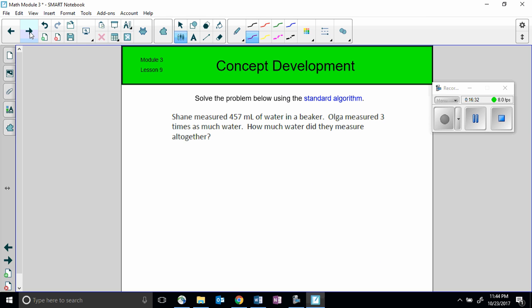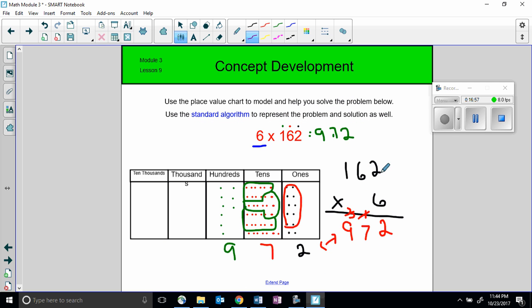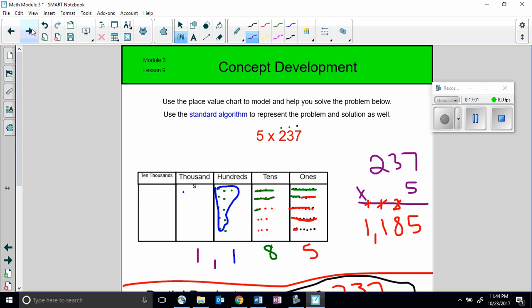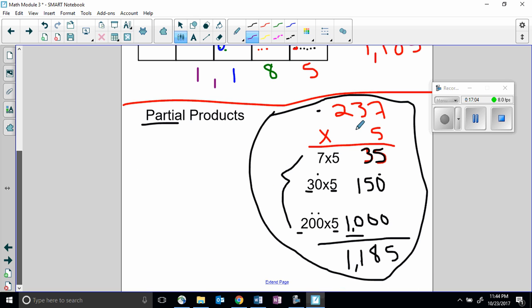Alright. I'm going to help you set it up, but you guys are going to end up being the one to solve it, and you have to raise your hand and let me double check your answer before you move on. So, solve the problem below using the standard algorithm. It says the standard algorithm. It just means a standard algorithm. It doesn't matter if you choose to use the place value, if you choose to use partial product, or if you want to use how I showed you here. You do have to know how to do this. That is the main goal today, guys.